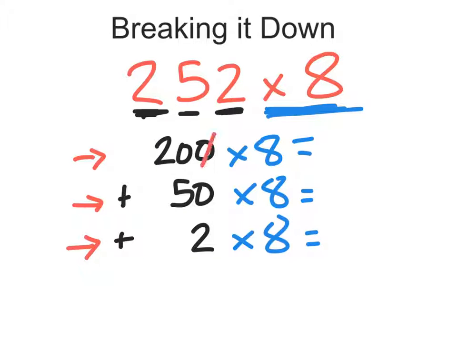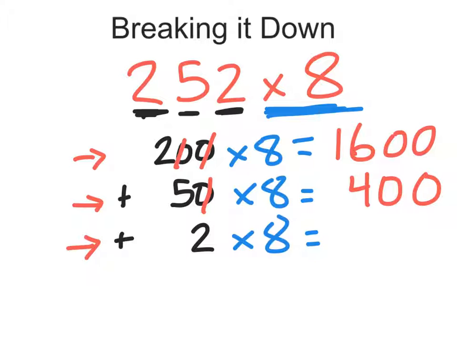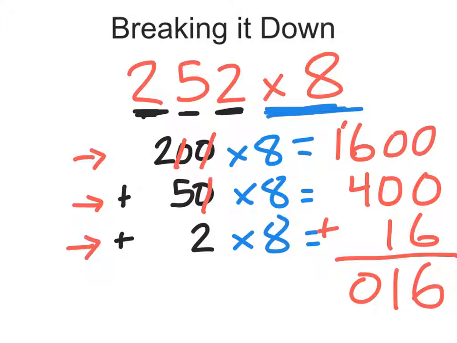200 times 8, I'm going to cross out my zeros. 2 times 8 is 16, and I tack on 2 zeros. 50 times 8, I'm going to cross out 1 0. 5 times 8 is 40, and I tack on 1 0. Look how I lined up the place values again, very nice and neat. 2 times 8 is 16, and I'm going to add these together. 252 times 8 is 2016. That's the breaking it down strategy.